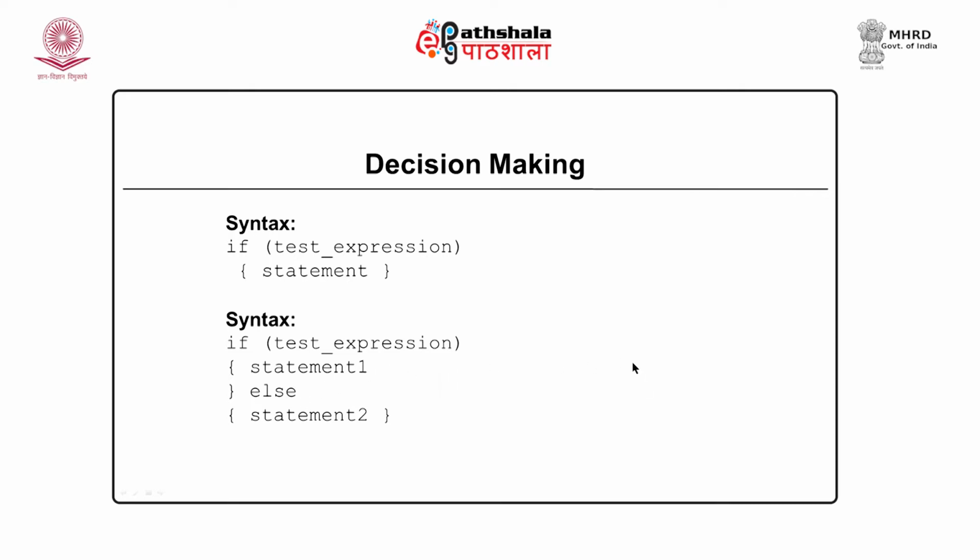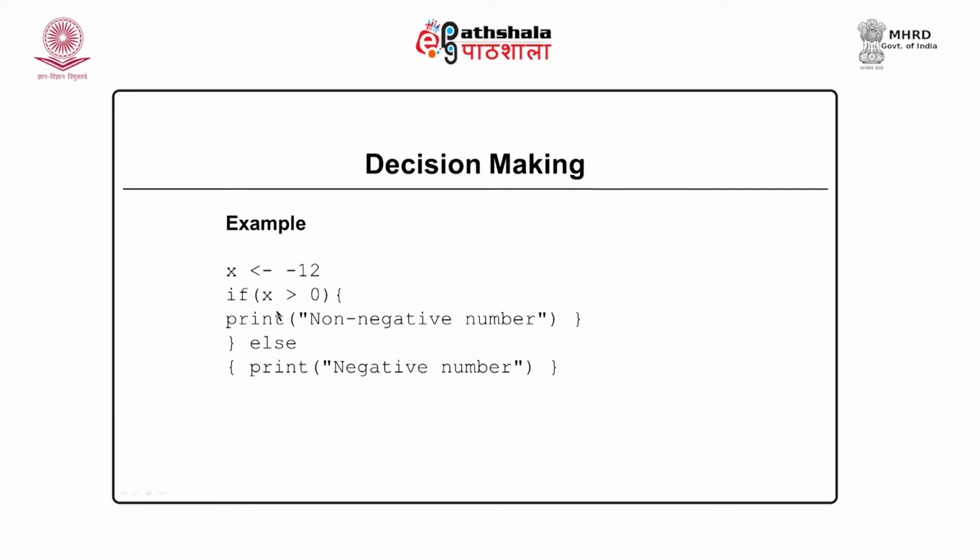Let us see a program that uses decision making. Now, this is a sample program. In this program, we store the value -12 in the variable x. We have a condition whether x is greater than 0 or not. So, if x is greater than 0, the environment will print non-negative, else it will print negative number. As I said, again I am telling this, the closing bracket of if must be in the line of else, otherwise you will get errors. So, this is a very simple decision making program.